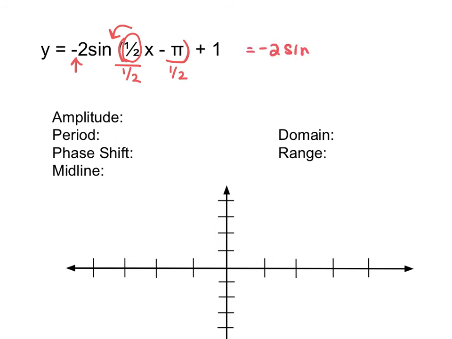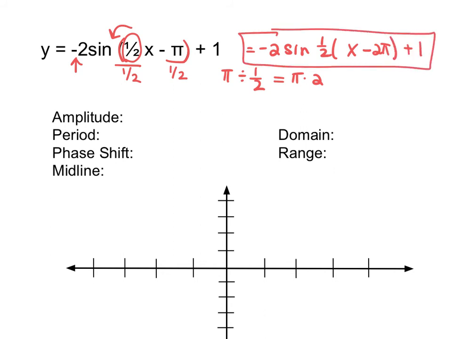-2 sine, the 1/2 is coming out. And over here, we have pi divided by 1/2. Okay, we know we can't divide by 1/2, so instead we have to multiply by the reciprocal. So this right here is going to be minus a 2 pi, and then plus 1. And this is where we're gonna get our key information from.